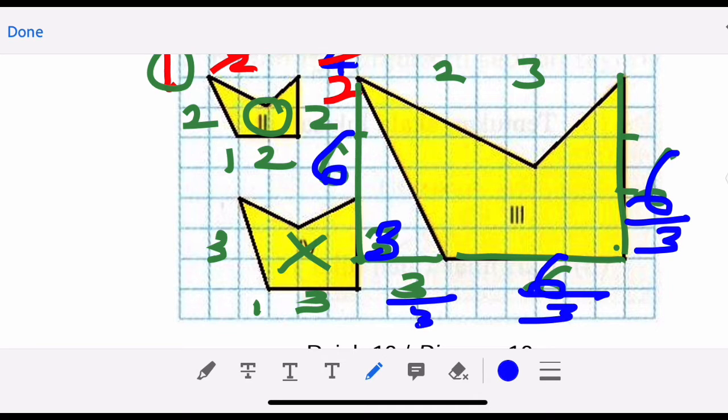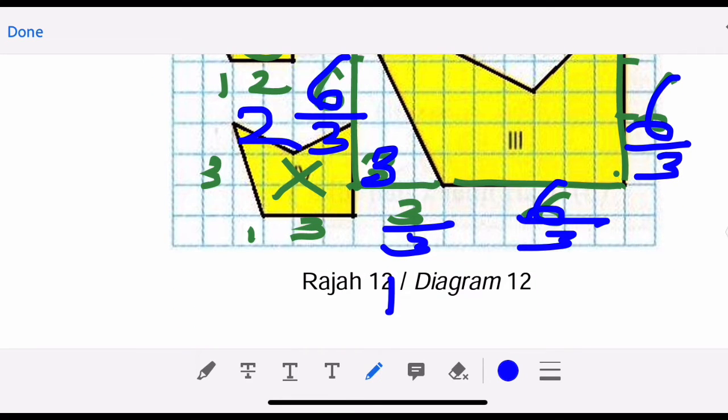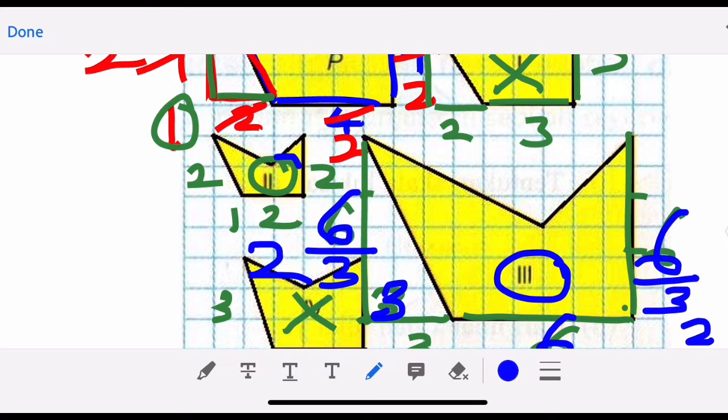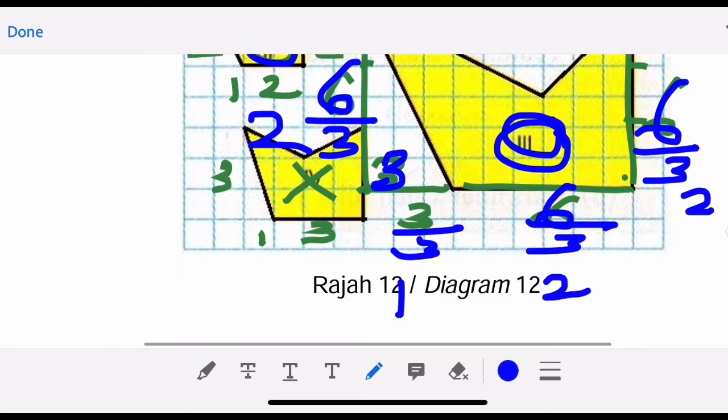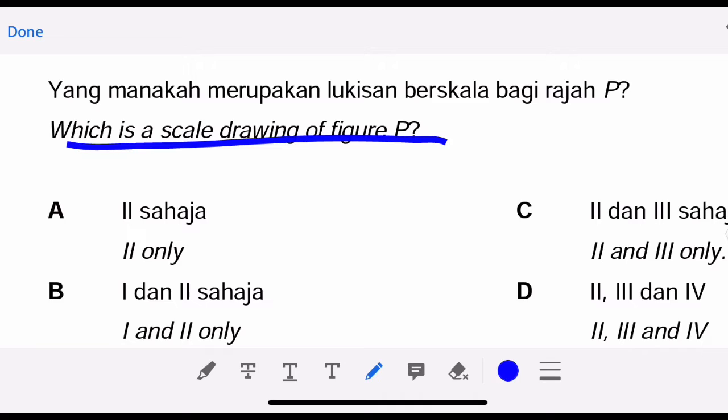Divide by 3, divide by 3, divide by 3. I get 2, 1, 2, 1, 2, 2. Right. So it looks like 2, 3 can be accepted. So the answer will be 2, 3. That's how you work out the answer.